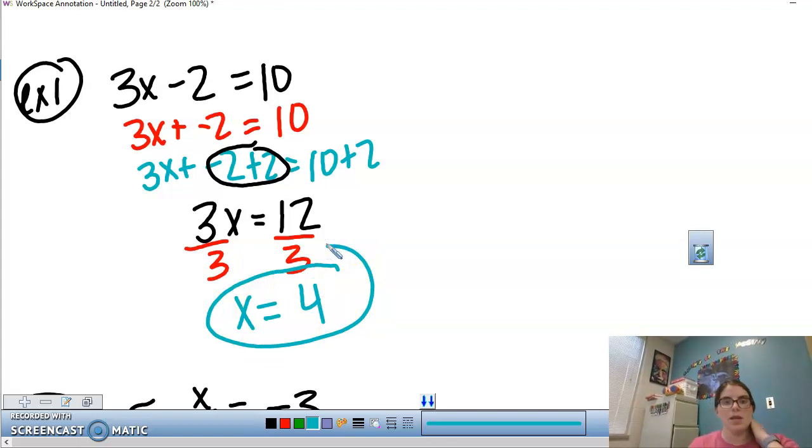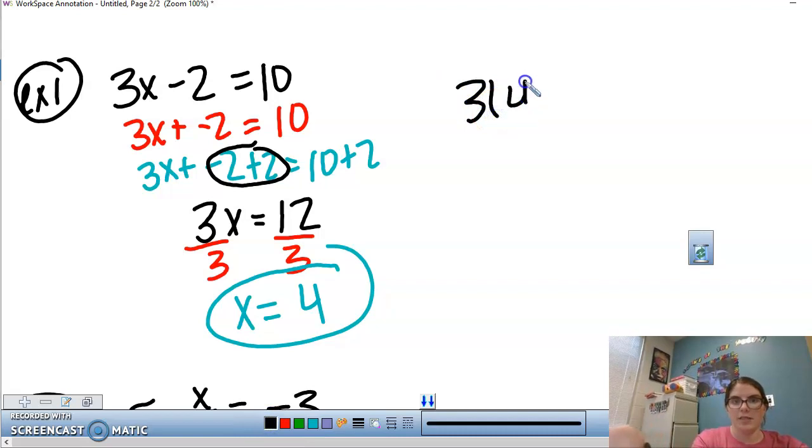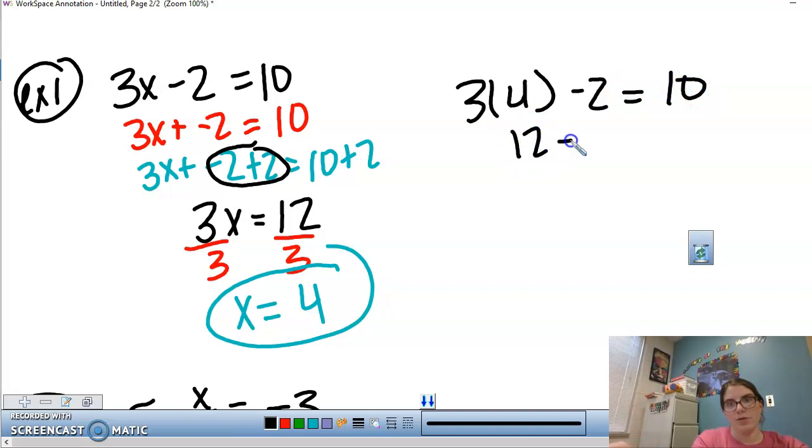Answer. And again, if you want to go back up here and plug this in, you'd have 3 times 4 minus 2 equals 10. I know 12 minus 2 equals 10. So I know my answer is correct.